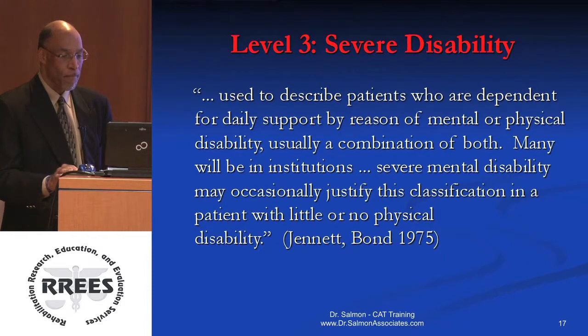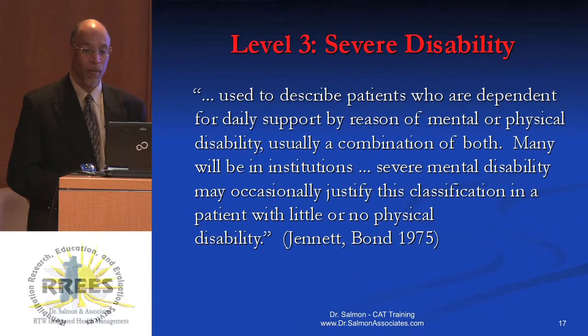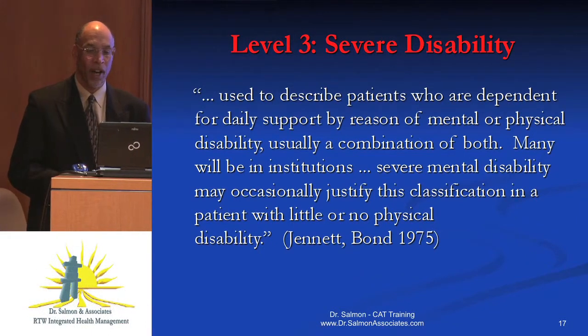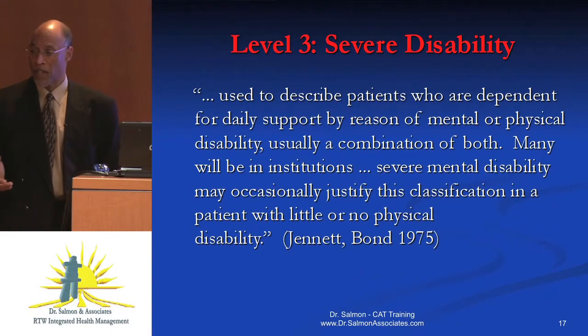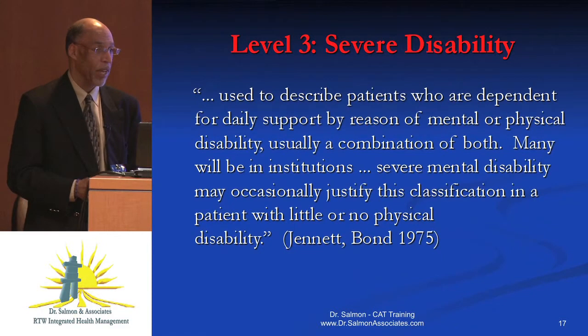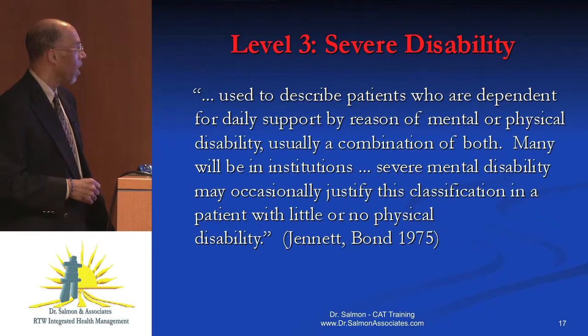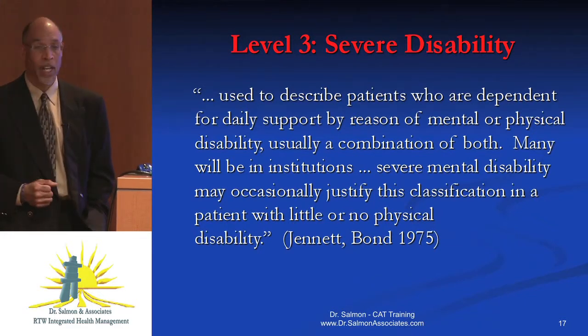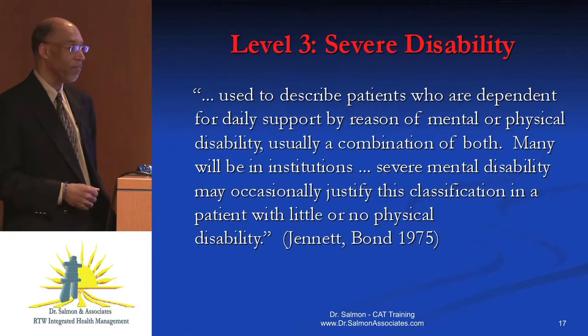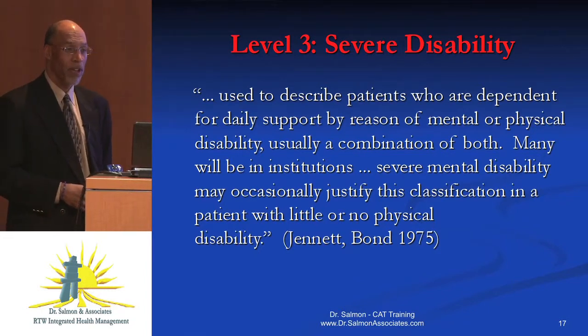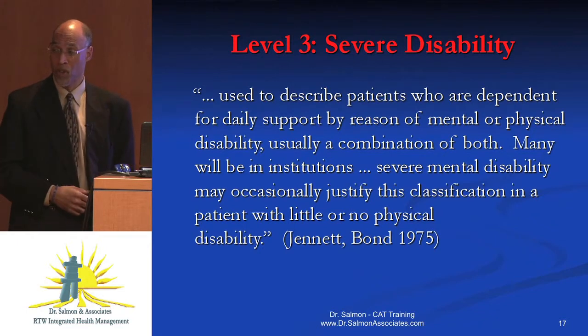So let me throw out a bit of a question here for you. They need to be dependent for daily support by reason of mental or physical disability, usually a combination of both. So let's say you have somebody who has a traumatic brain injury, and they also have an orthopedic hip fracture. So would we consider both in addressing the Glasgow Outcome Scale? Would we consider the impact of both in doing this measurement?